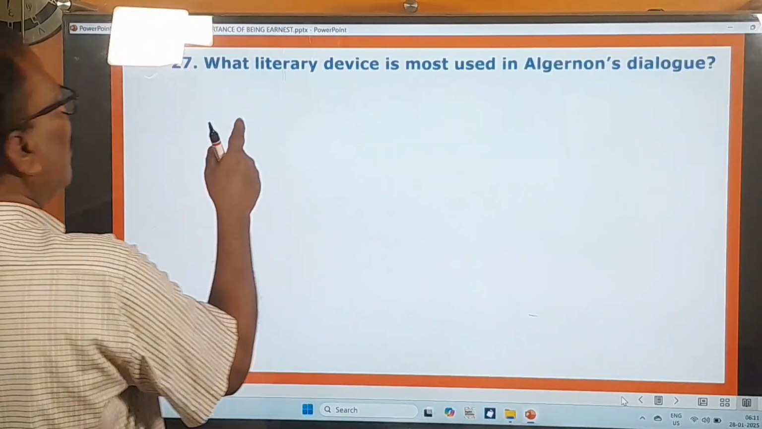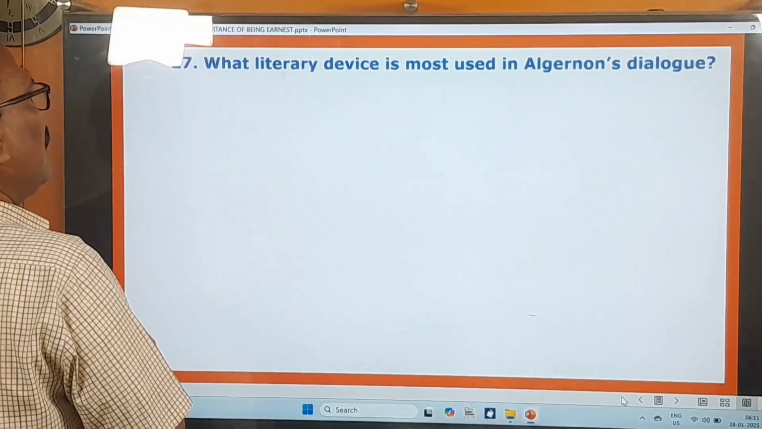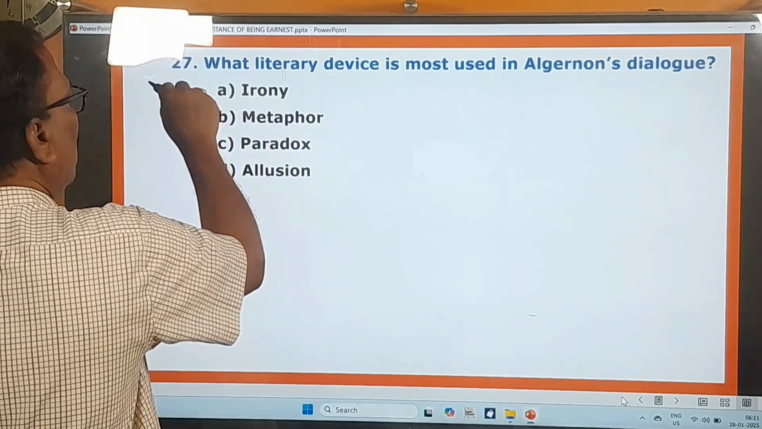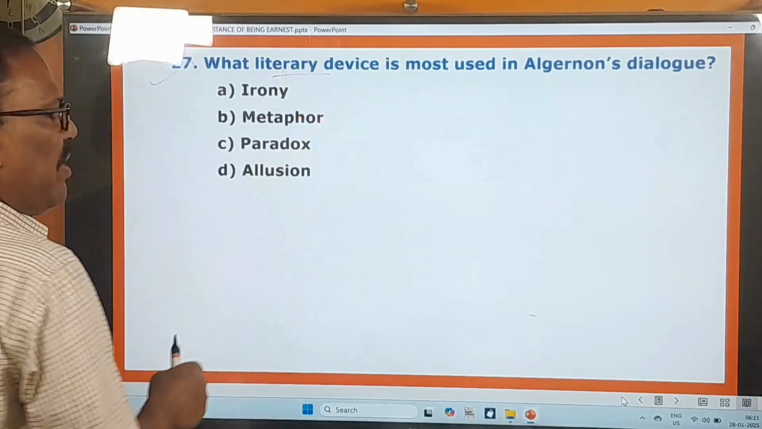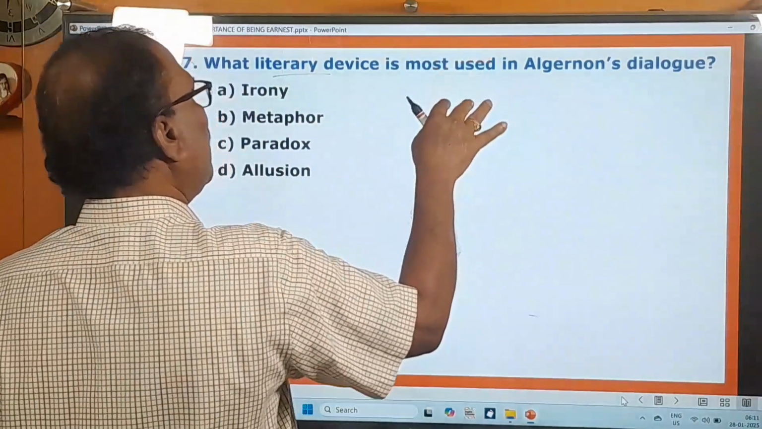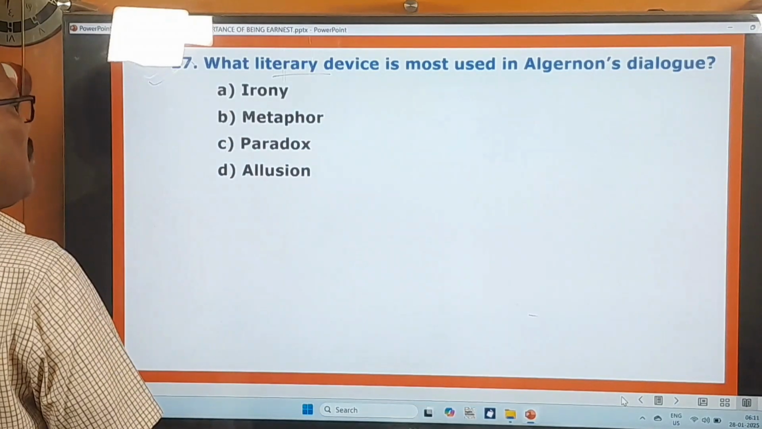27th one. What literary device is most used in Algernon's dialogue? Irony, metaphor, paradox, allusion. This is also an important question from your examination point of view. What literary device is most used in Algernon's dialogue? Okay, options are given. You choose the right one.